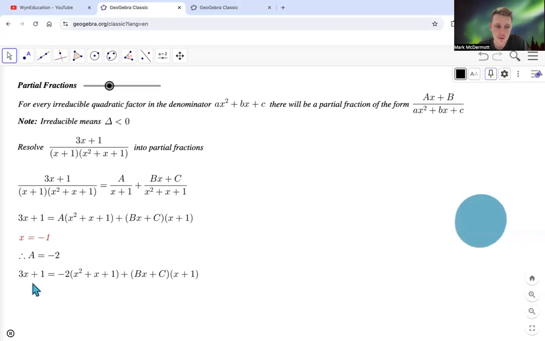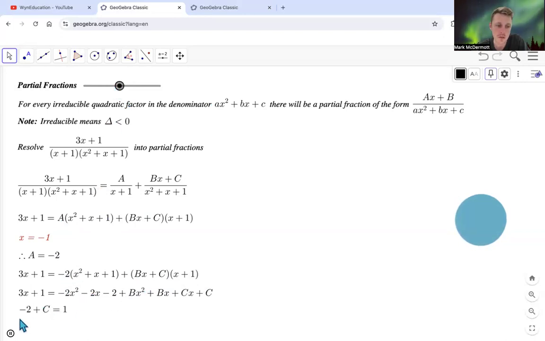Okay, the next thing we're going to do is sub in A being negative 2. So now I've just got this line again, but A is negative 2 now. And then from there, we're actually going to have to expand things. So I'm going to expand that negative 2 in. So we get negative 2x squared minus 2x minus 2. All right, and we're going to expand these brackets. So it becomes bx squared plus bx plus cx plus c.